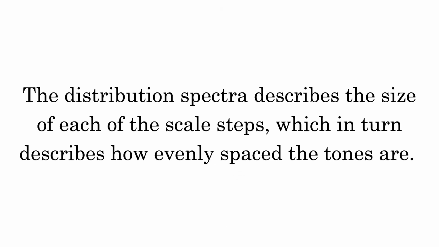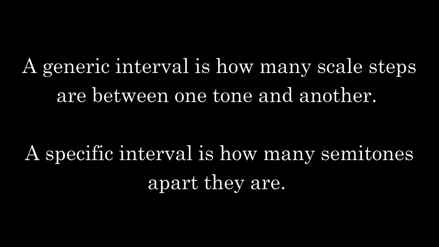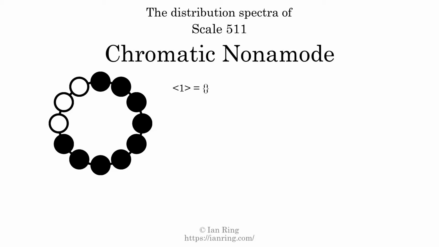The distribution spectra describes the size of each of the scale steps, which in turn describes how evenly spaced the tones are. A generic interval is how many scale steps are between one tone and another. A specific interval is how many semitones apart they are. The generic interval of one scale step comes in two different specific interval sizes, 1 semitone and 4 semitones. The spectrum width of this generic interval is the highest, 4, minus the lowest, 1, which equals 3.